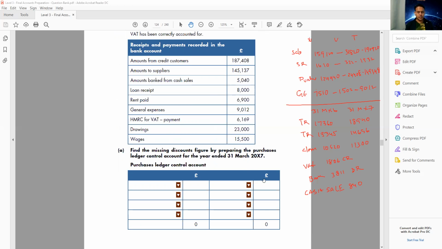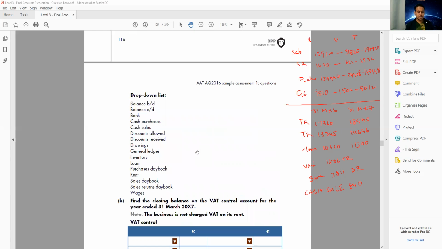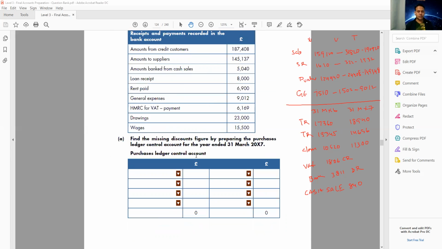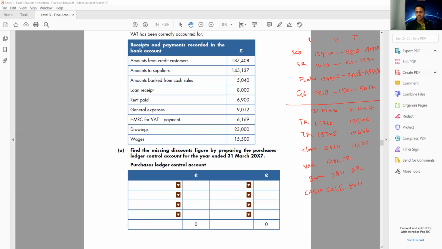Okay, so I don't think we need to write all this information. We can see this anyway. So let's do this one because we can see all this together. Let's do our purchase ledger control account. What we're looking for from here are the discounts. Normally we expect the discount to be on the debit side, so let's have a look, because it's a discount received.